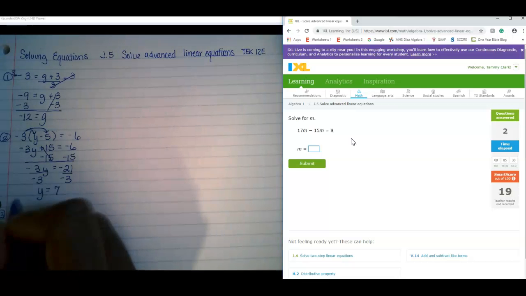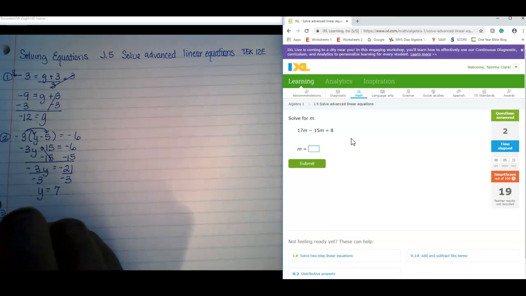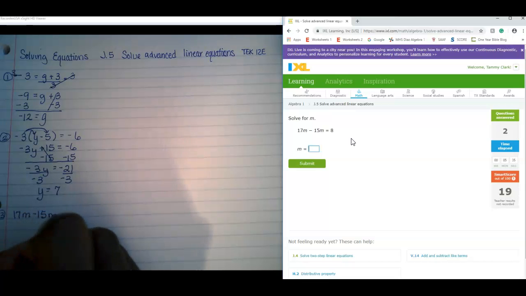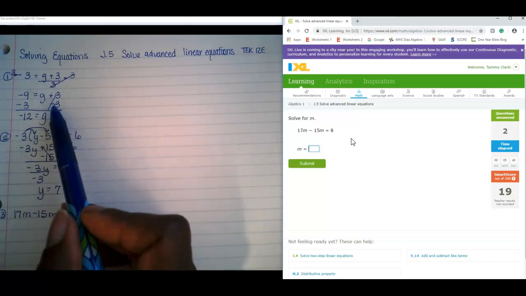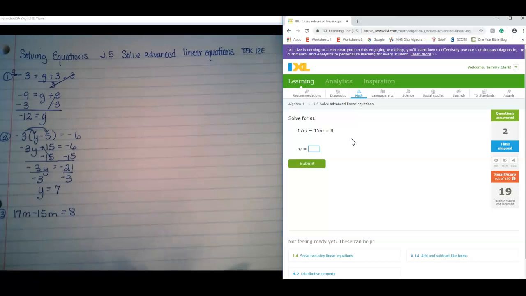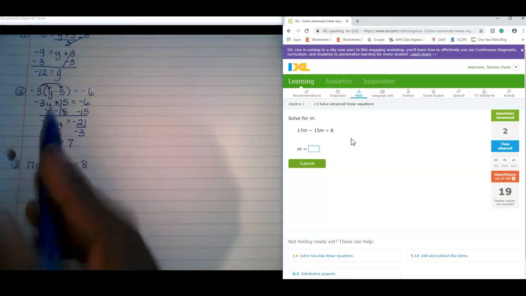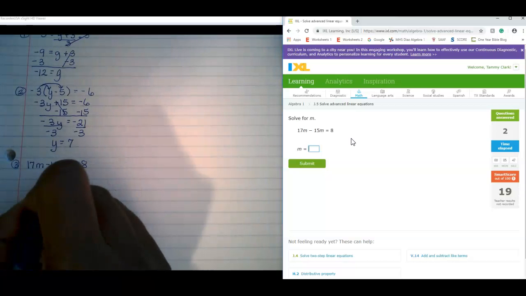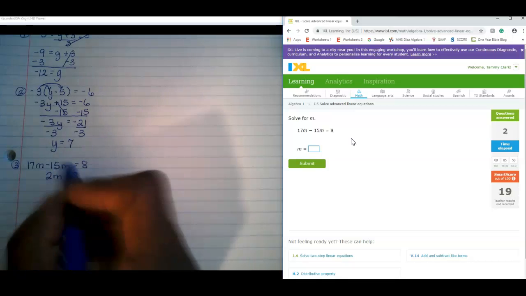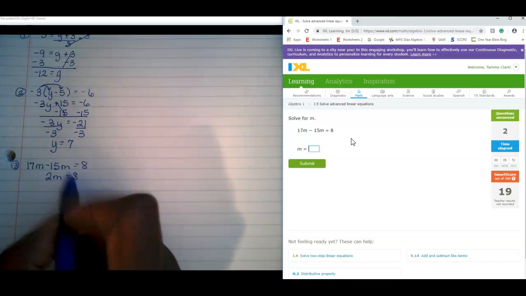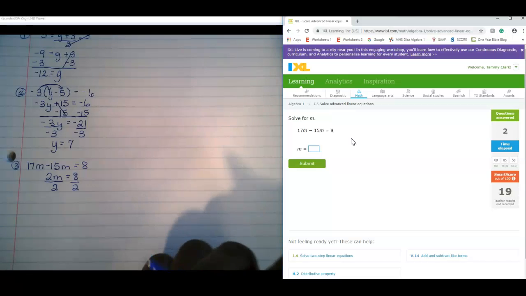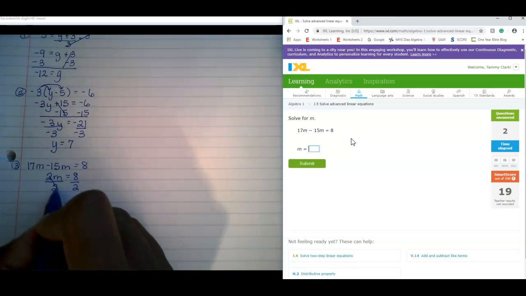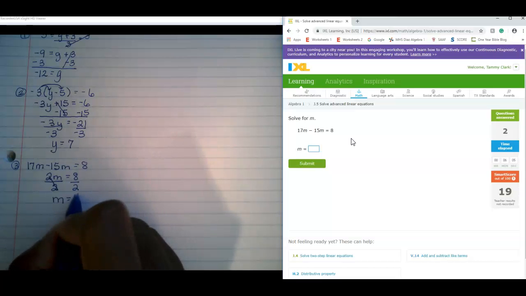Number 3, we have 17m minus 15m equals 8. Now this one, unlike the other two, we're going to combine like terms first. So 17m minus 15m is 2m. And 2m, some number multiplied by 2 gives us 8. So the inverse operation would be to divide both sides of the equation by 2. 2m divided by 2 leaves us with 1m, and 8 divided by 2 is 4.